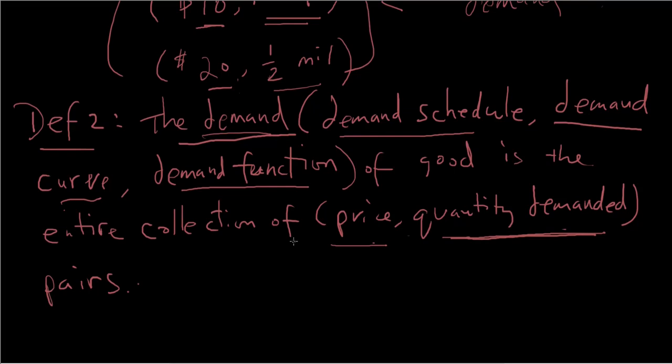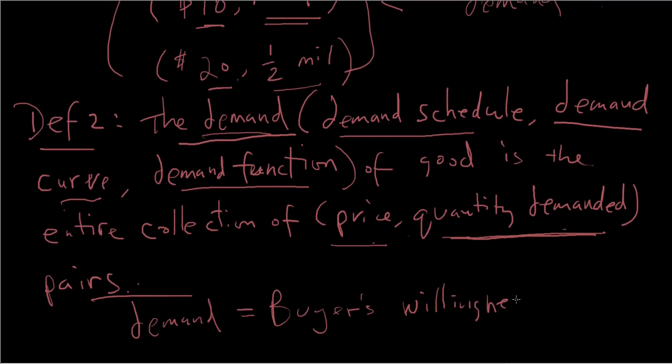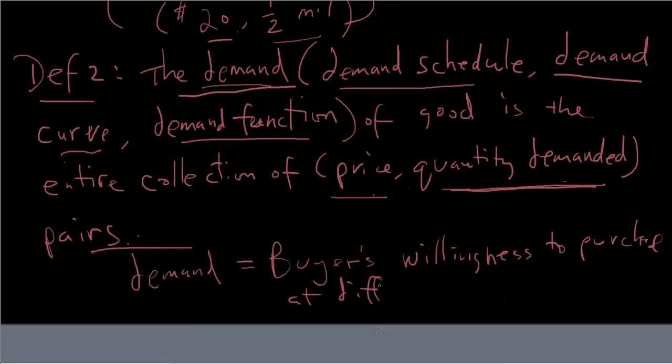So in that sense, demand represents the buyer's willingness to purchase at different prices. The important thing here is the buyer's willingness to purchase. It's not the actual number of units that buyers are purchasing, it's willingness to purchase.